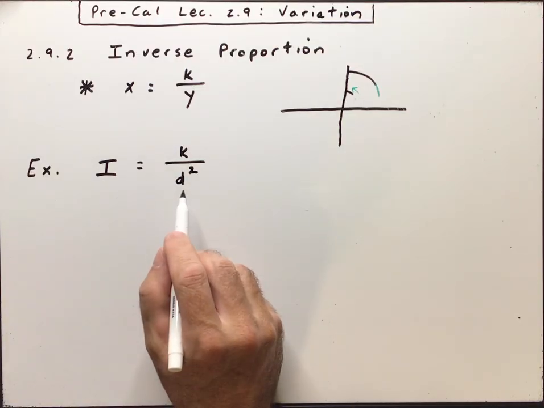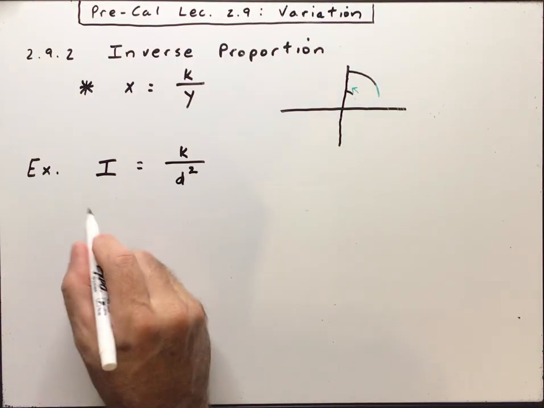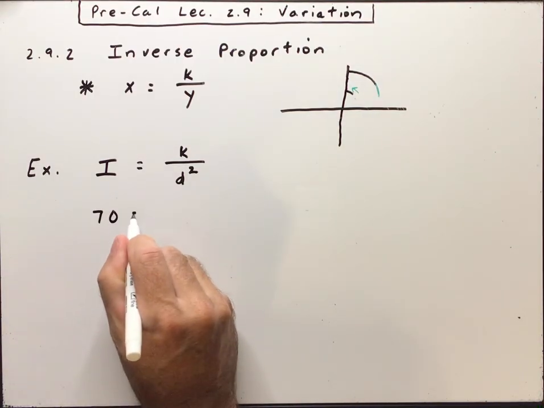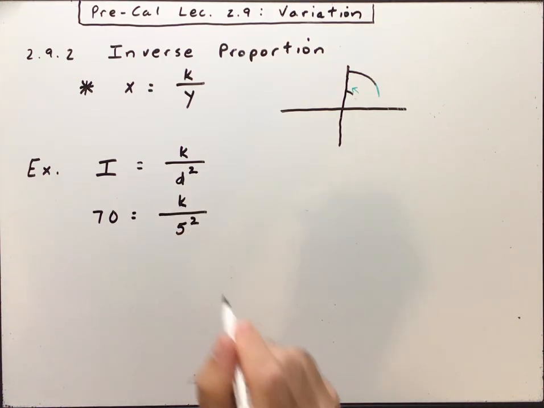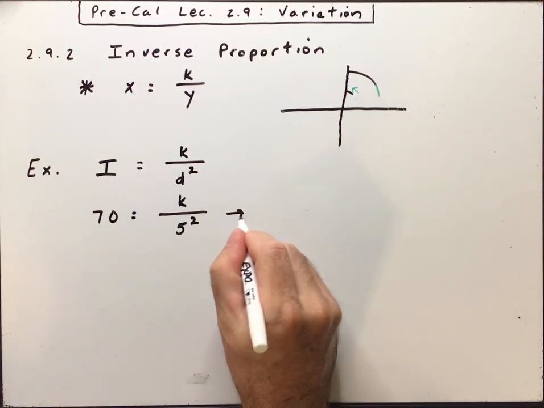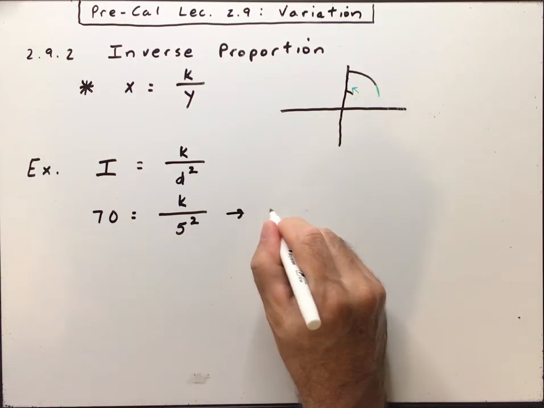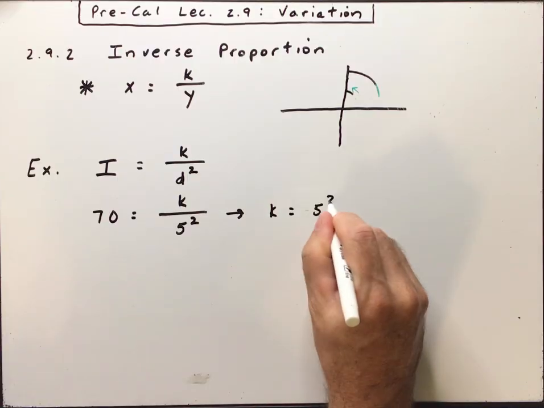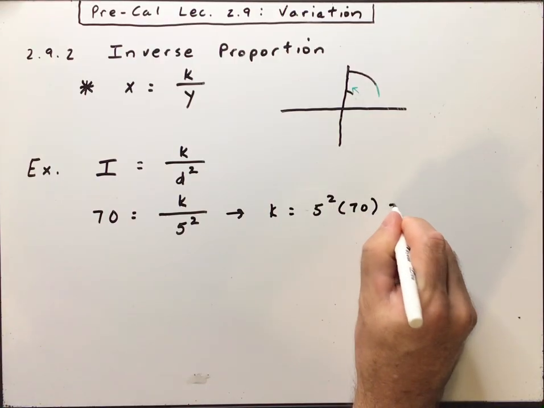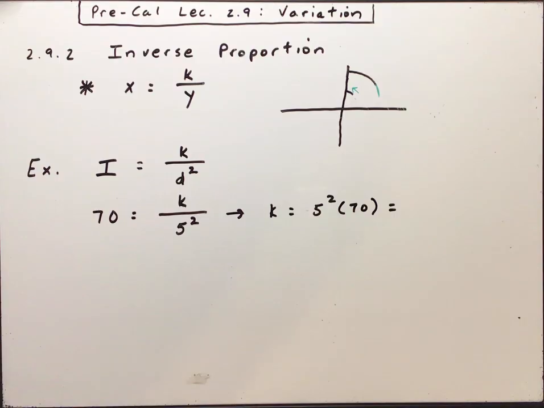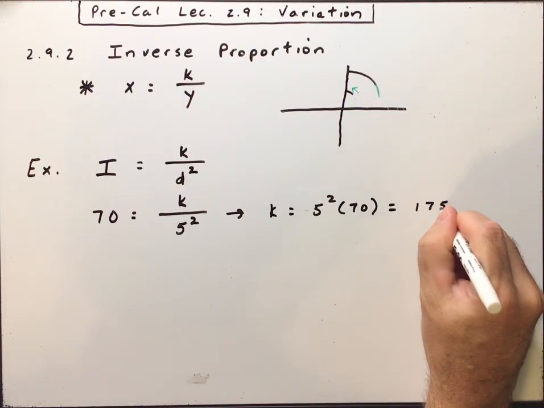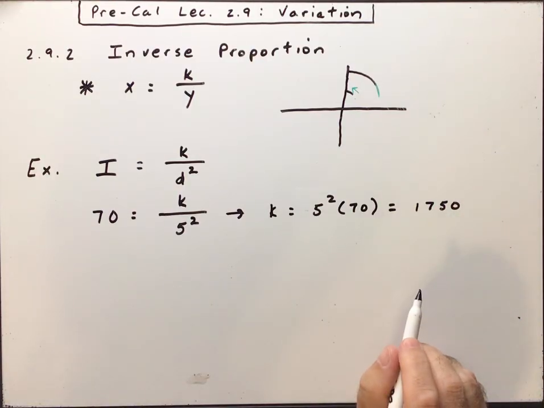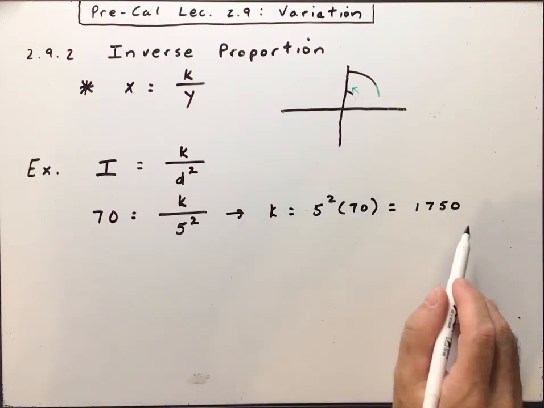At 5 meters, a flashlight's illumination is 70 candela. So we'd have 70 equals K over 5 squared. If we multiply both sides by 5 squared, K is equal to 5 squared times 70, so 25 times 70. That is 1,750. Okay, so we have K. That never changes in this situation.